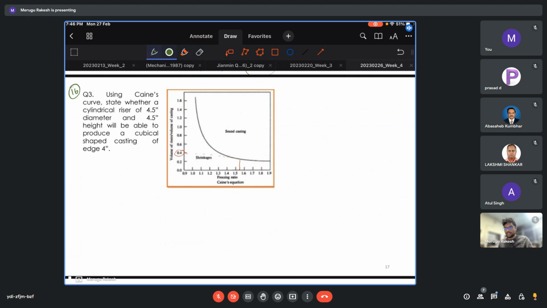So any answers? So this is a direct question. Just calculate the freezing ratios. Then from the graph you can get the volume of the riser and casting. Since it's a cube, you can easily get the volume of the casting and the riser.